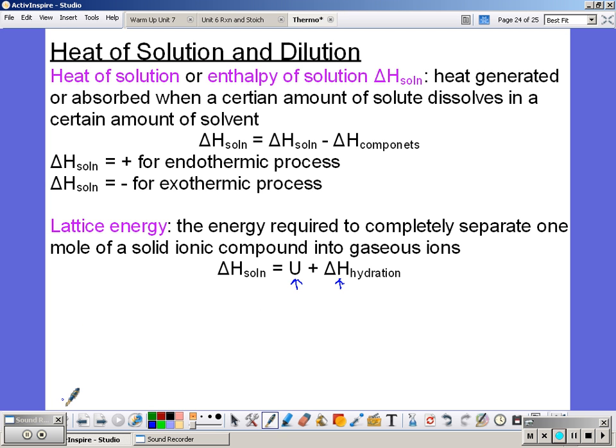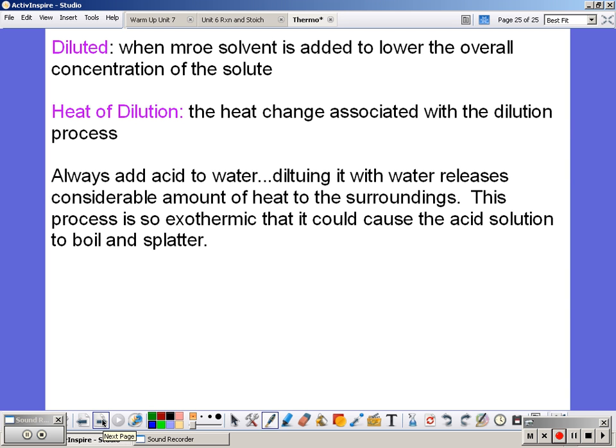For dilution, it's the same thing. So diluted just means you have more solvent added to lower the overall concentration of the solute. So the heat of dilution is the heat change associated with the dilution process. So you're looking at the difference between what it was before you diluted it and what it was after you added more of the solvent. So this kind of explains why we always add acid to water. Diluting the acid with water releases a considerable amount of heat to the surroundings. So this process is so exothermic that it could cause the acid solution to boil and then splatter, which could cause burns and harm to us. So we always do what we oughta, and we add acid to water.